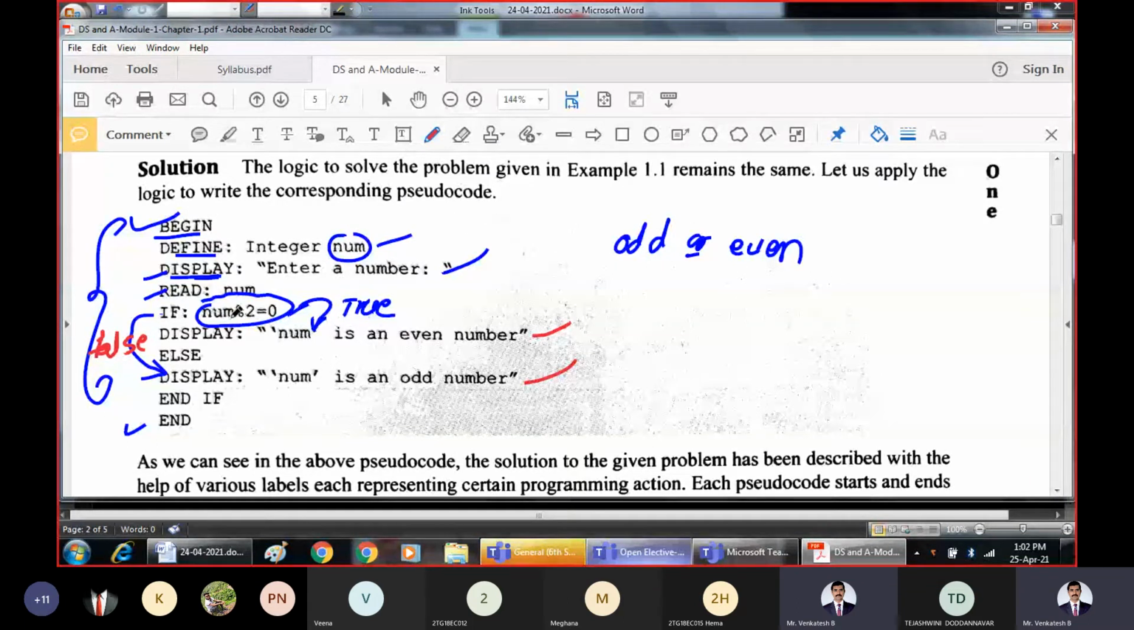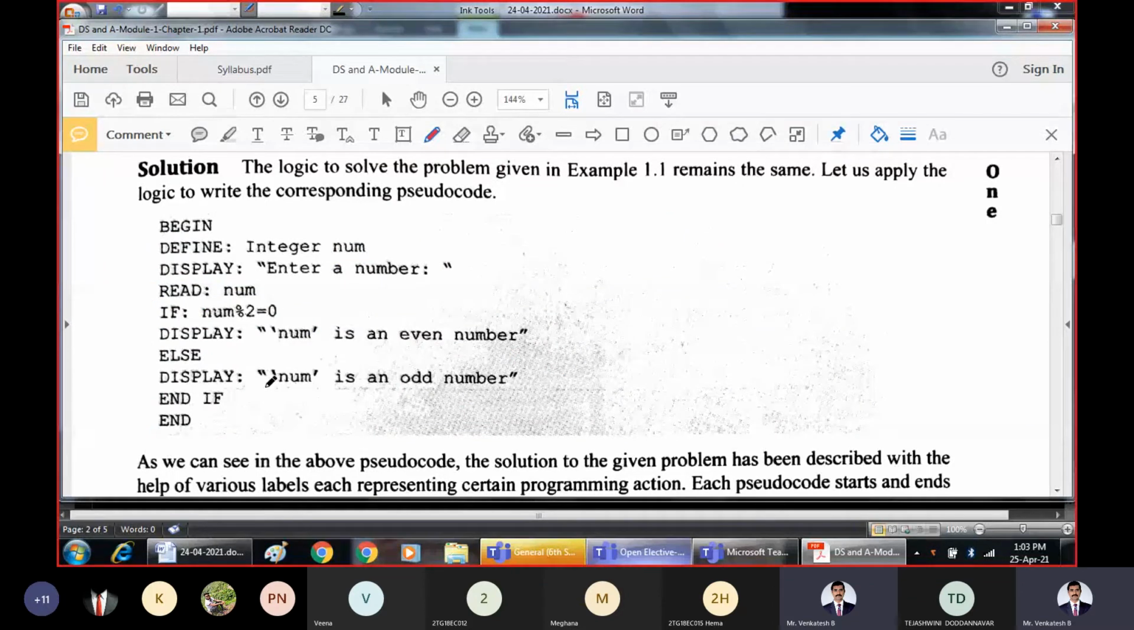So true indicates that if after dividing the number by 2 we are getting 0, then the number is an even number. Else, if this is false, as per the programming construct, we will go for the else part. What does the else part say? The number is obviously an odd number, and end the if statement, then end the procedure, end the pseudocode. This is a simple pseudocode. It is nearly equal to a programming construct. That is, there is a combination of programming constructs along with simple English phrases.